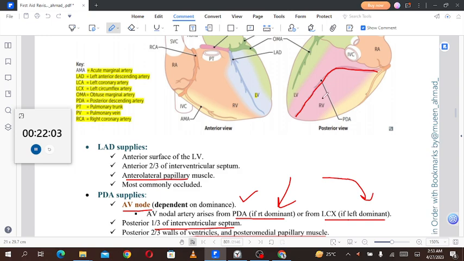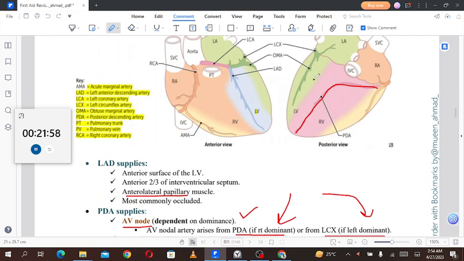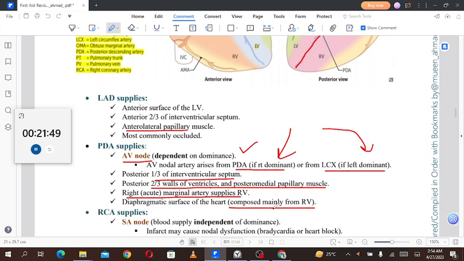The posterior descending artery is basically supplying these areas: posterior 2/3 of both the ventricles and the posterior medial papillary muscle. Right acute marginal artery supplies the right ventricle, and the diaphragmatic surface of the heart, composed mainly of the right ventricle.